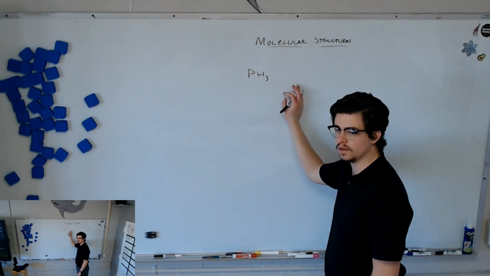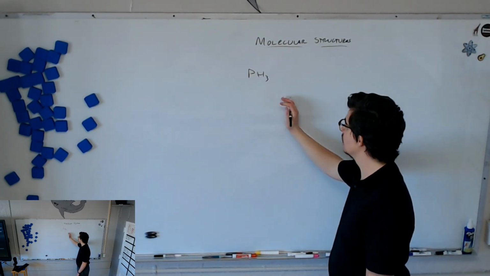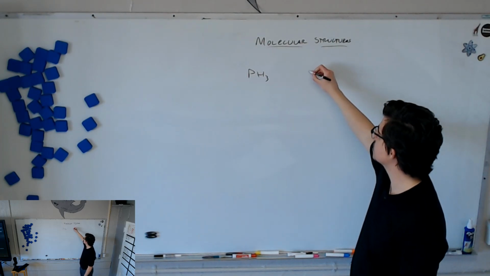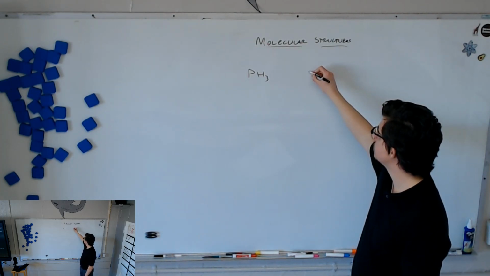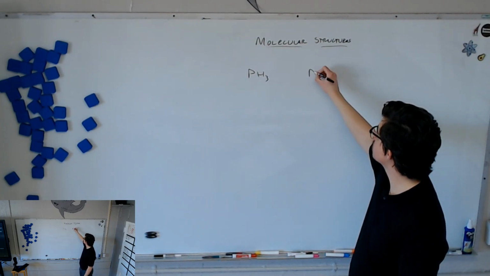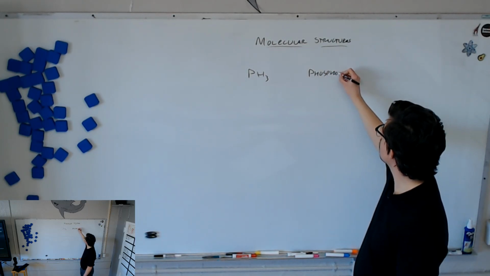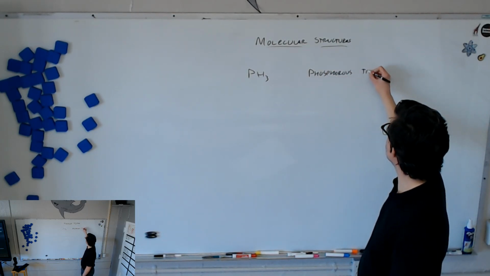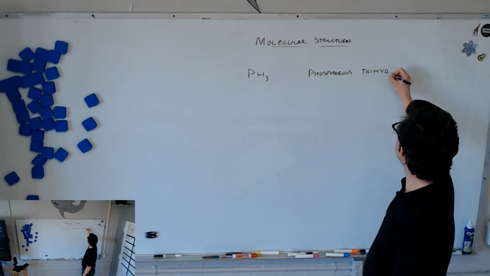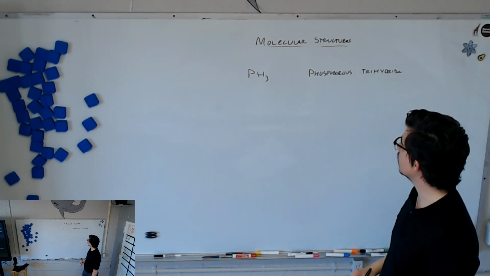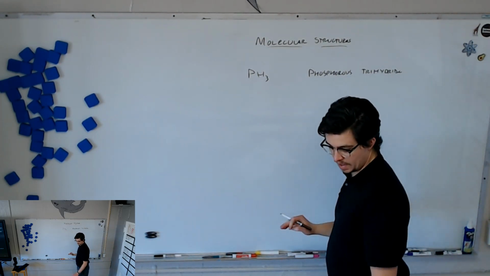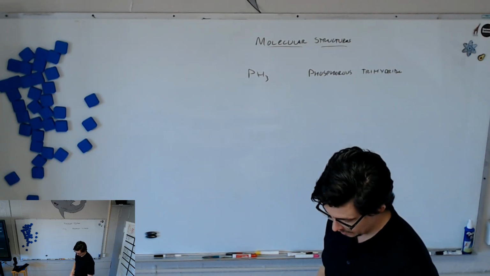What is this called? So we have a formula, PH3. Its name is phosphorus trihydride. So we have its formula, its name. They have here a ball and stick model, and they have a space filling model.